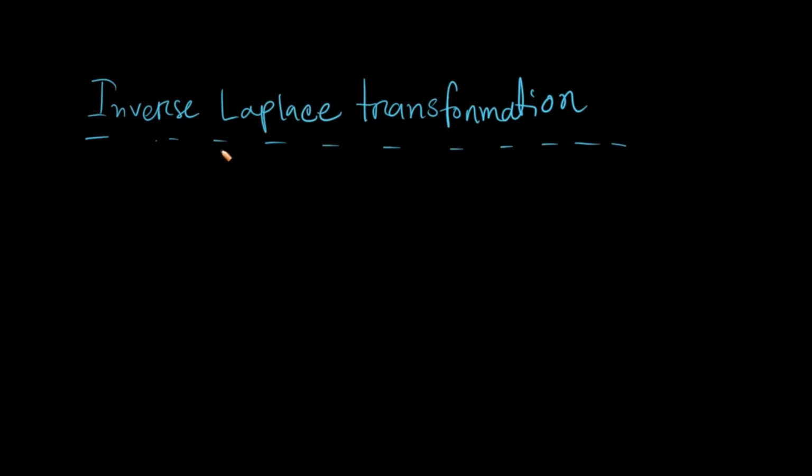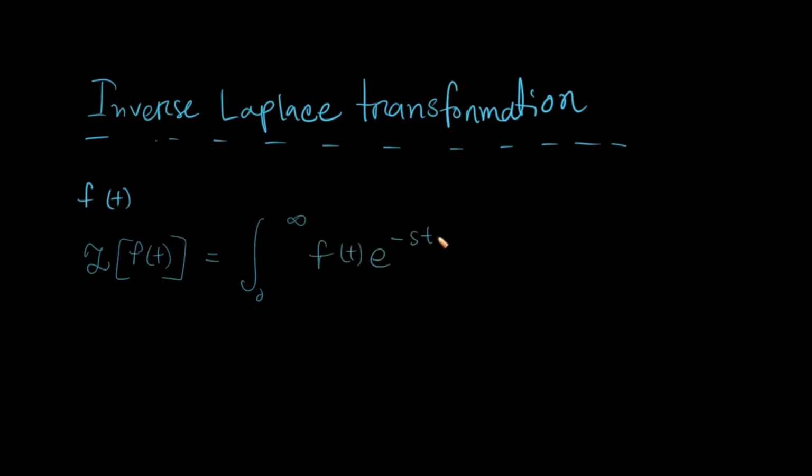So you already saw that if you have a function, let's say f of t, and if you take the Laplace transformation of f of t, where this calligraphic L is the operation that transforms this function into its Laplace conjugate, so to say, this looks something like this: the integral from 0 to infinity of f of t e to the power minus st dt, and it's sometimes denoted with capital F of s, right?